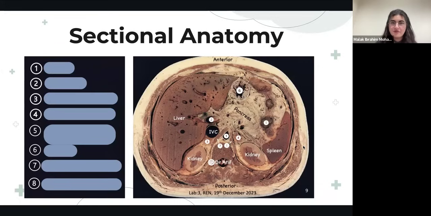Also, I got this from our lab's sectional anatomy, because you guys didn't really have any of this. I'm not really sure if you covered it, but I do think it's important because we always get a question on sectional anatomy. And I think your lab committee just didn't cover it. So that's why I added this from ours.